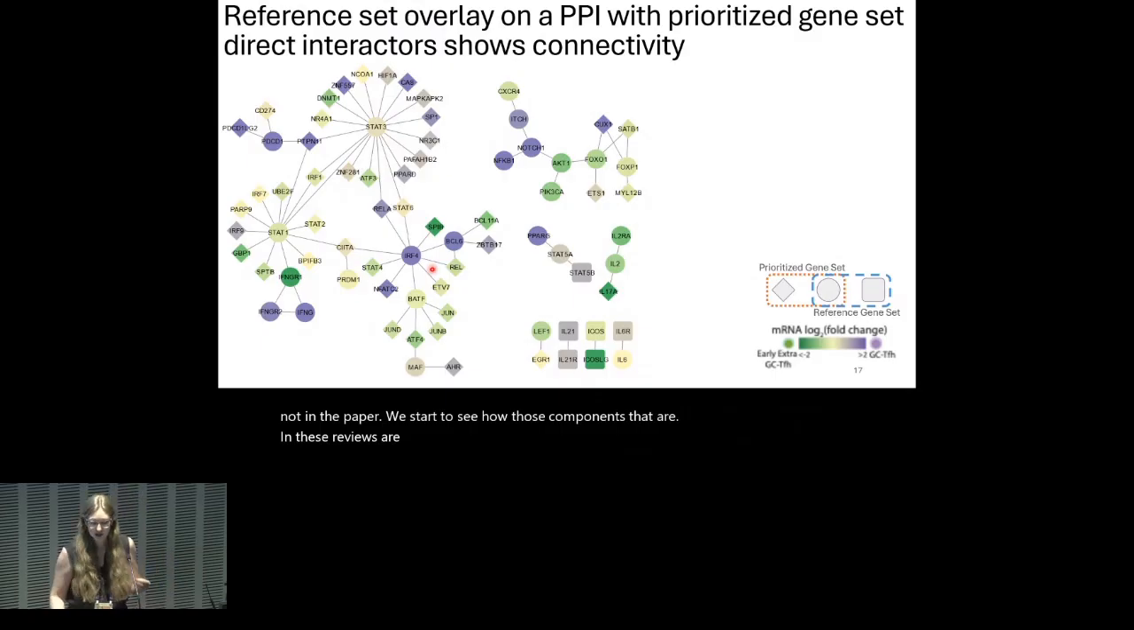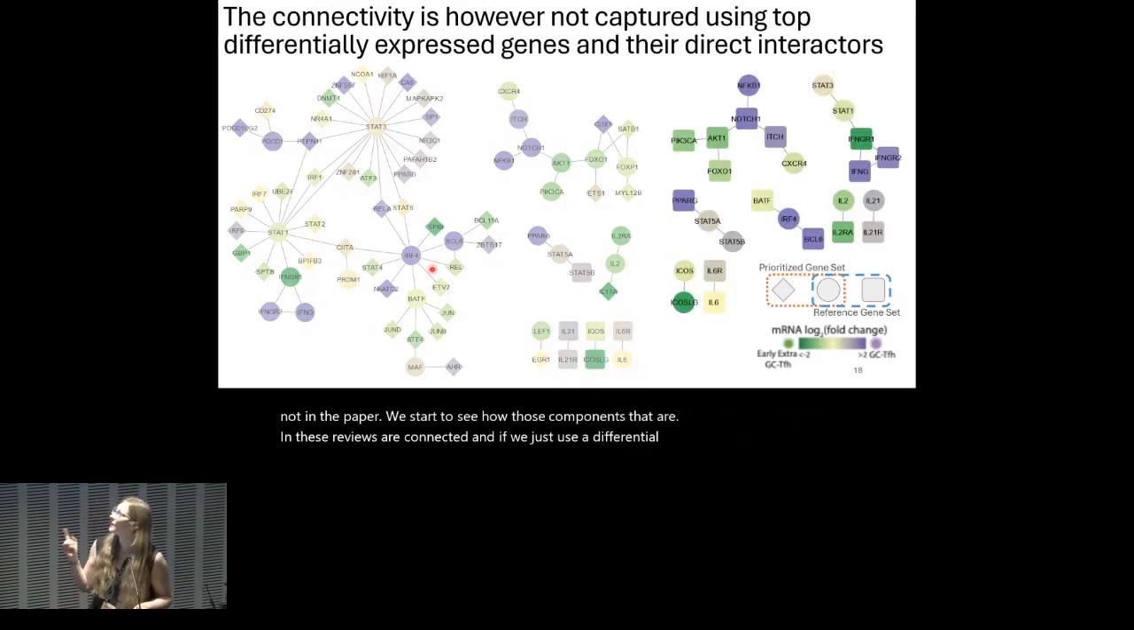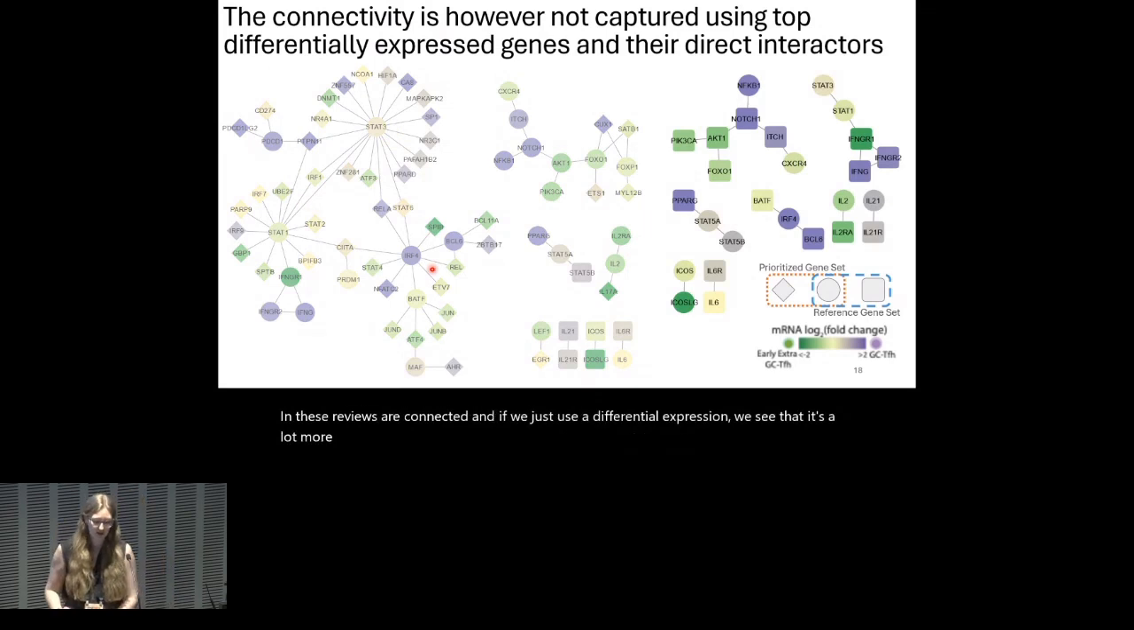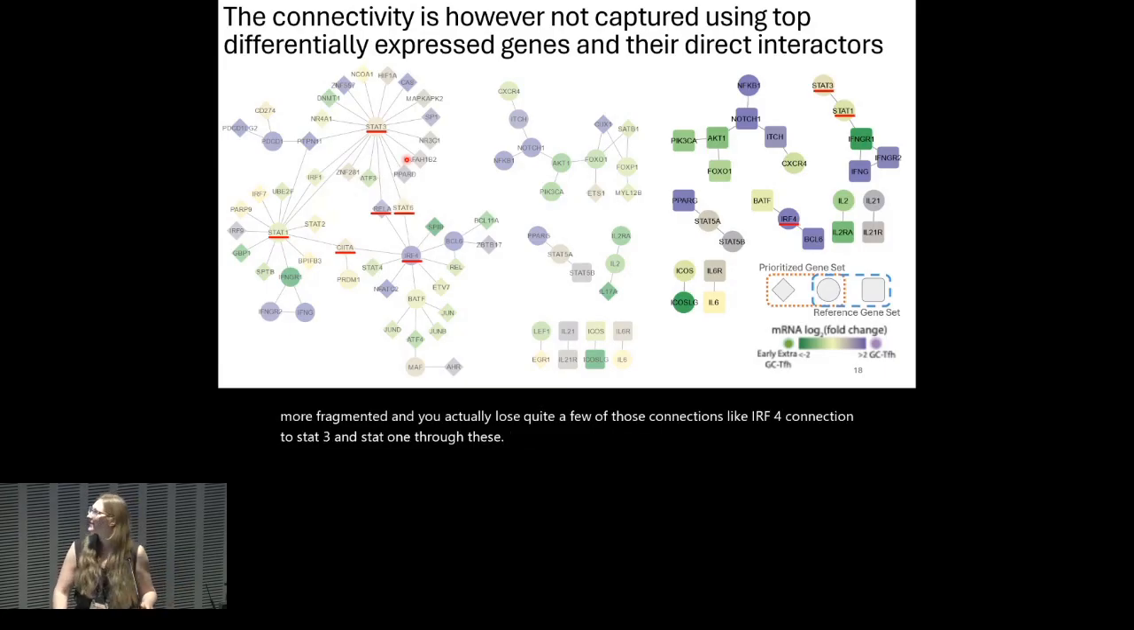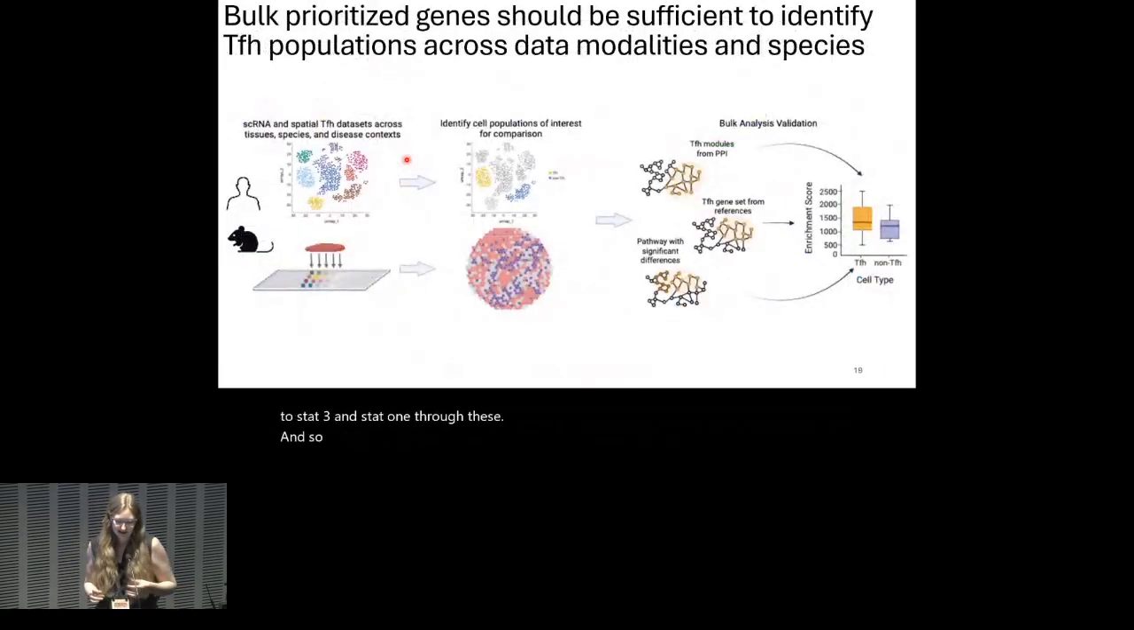And if we just use differential expression, we see that it's a lot more fragmented. And you actually lose quite a few of those connections, like IRF4 connection to STAT3 and STAT1 through these interactors. And so that context is really nice to have.